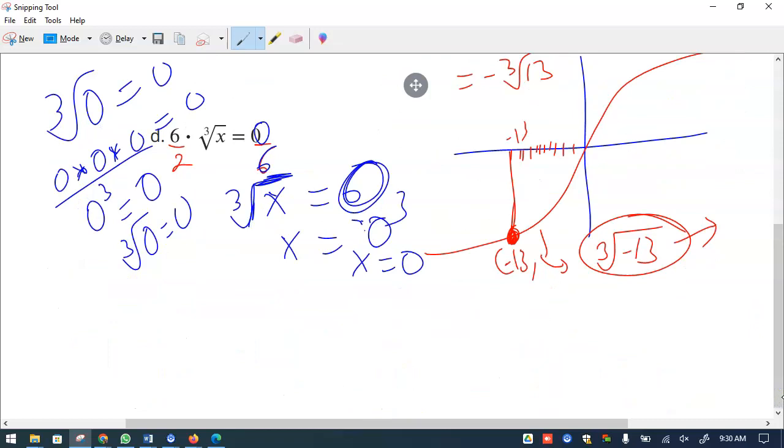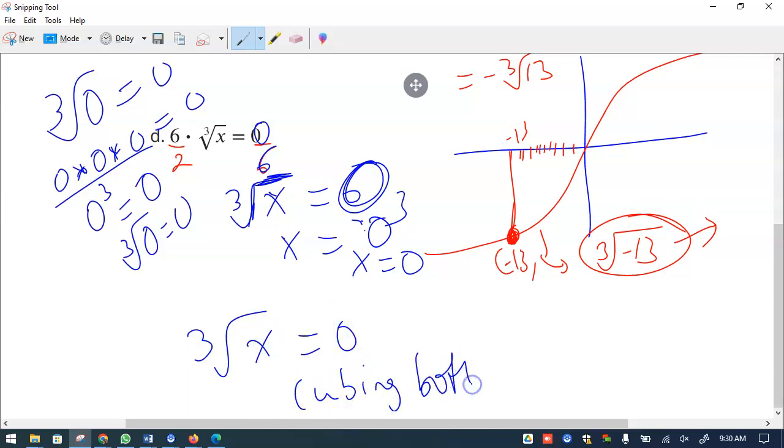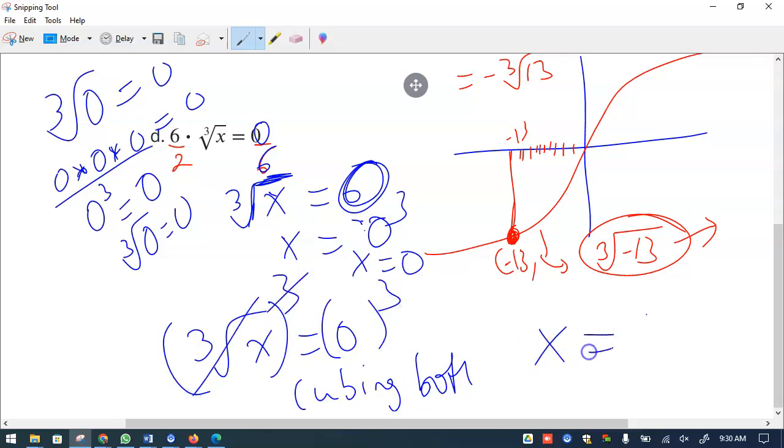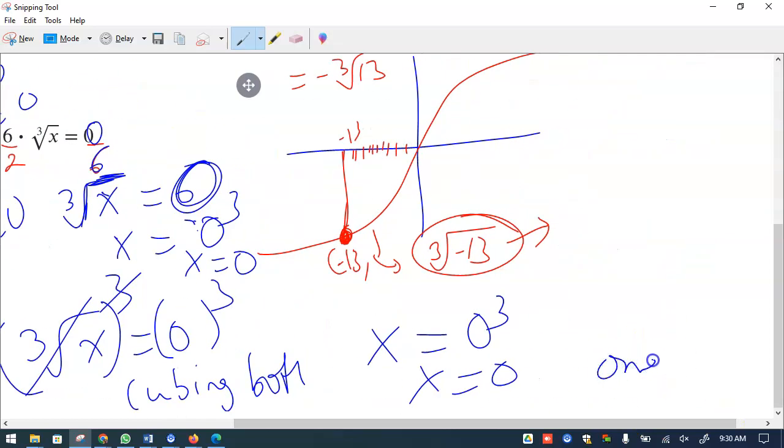So again I repeat, you have cube root of x is 0. So you are cubing both sides. So that means you do this one, see? So this and this cross out, and you get x equals 0 cubed, and that is only one solution.